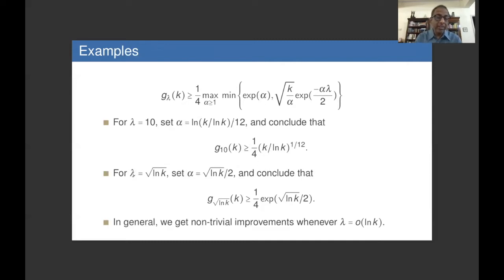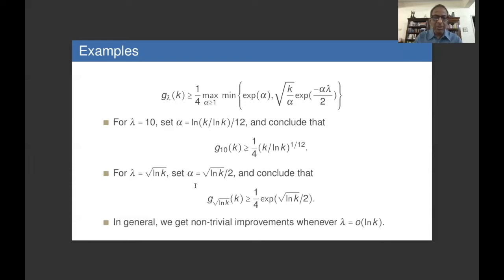On the other hand, if we allow for a greater disparity in the sizes of the intersecting edges, then we get a bound of the following form, which grows faster than log K, which is what is promised by previous results, but doesn't quite grow polynomially. In general, whenever lambda is little o of log K, we get improvements over the previous results.